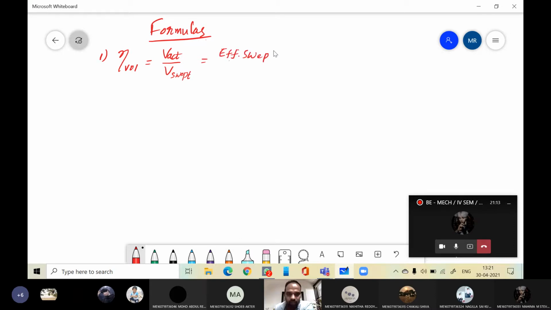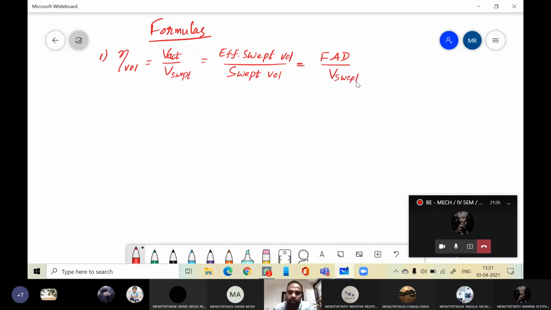Or we can write it as effective swept volume. All of you copy the formulas. Effective swept volume to the swept volume, or it is also written as free air delivered to the swept volume.